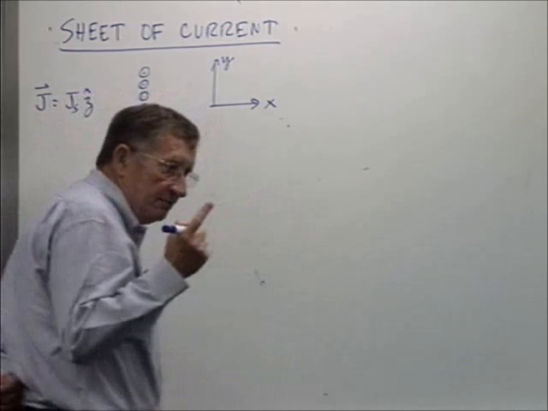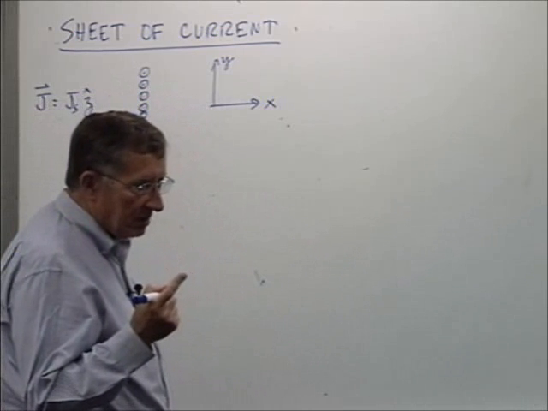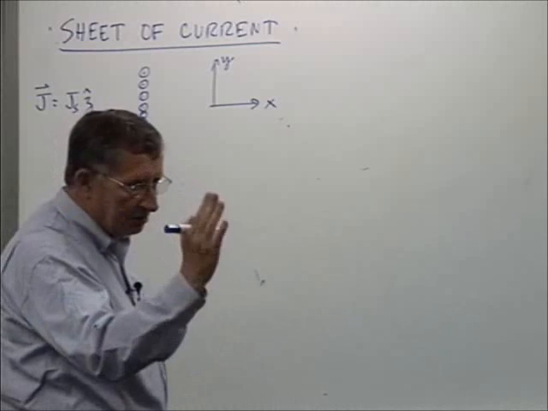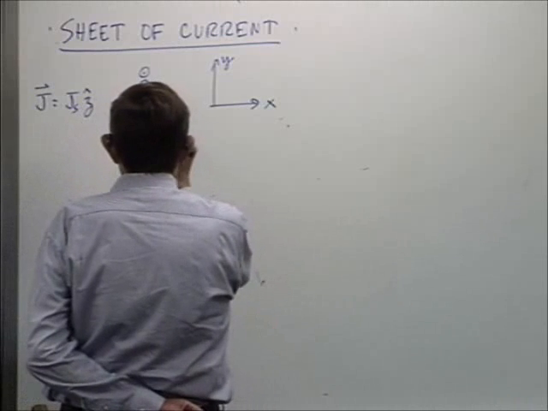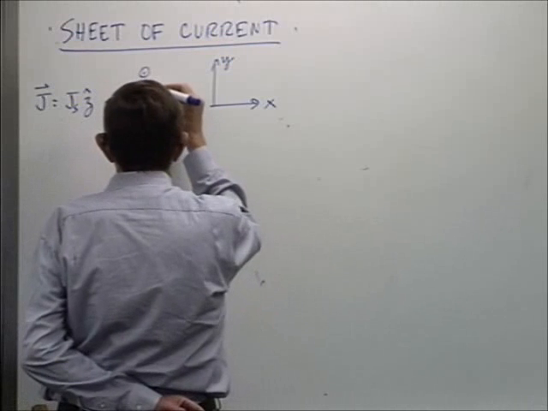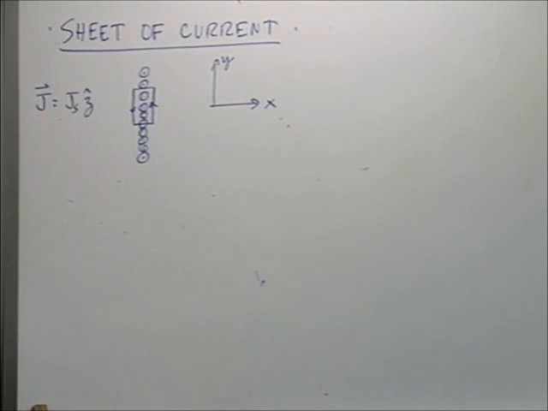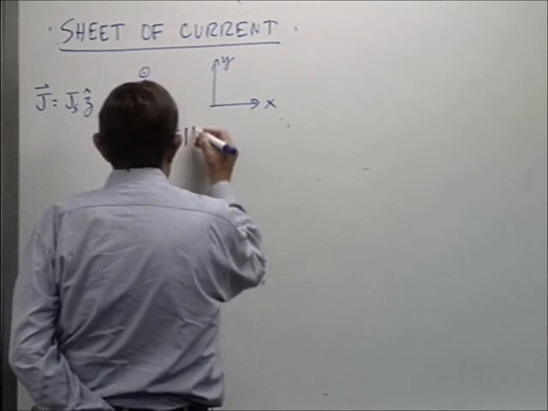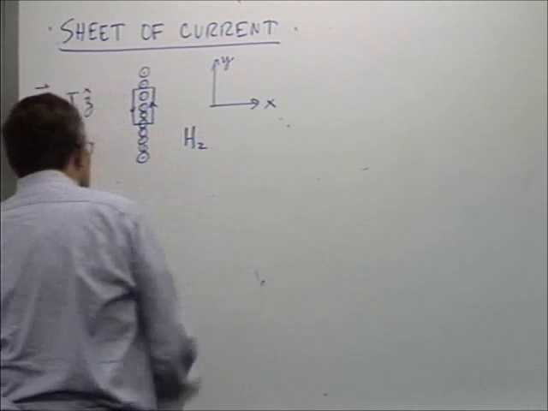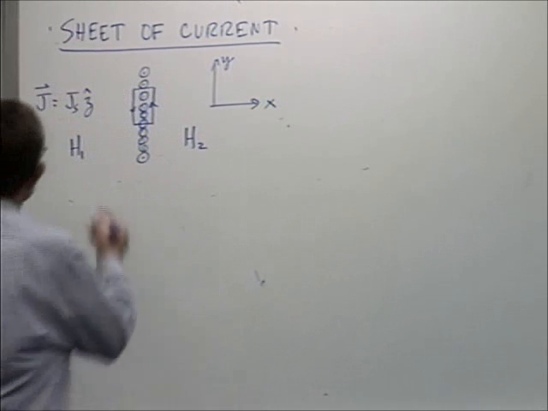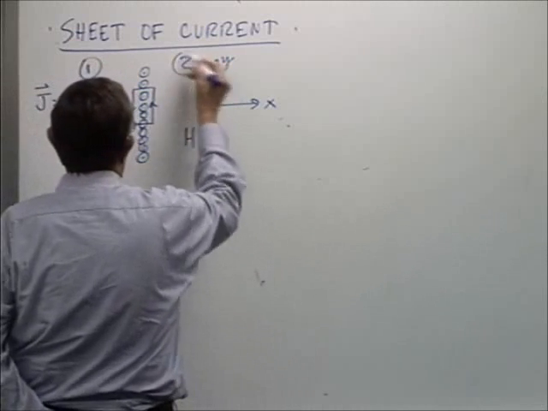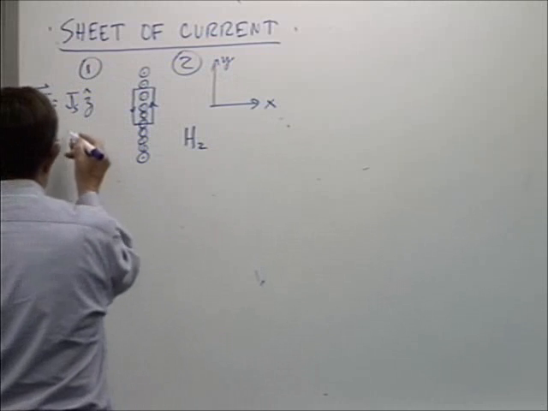So we're going to do the integral of H dot dl, and we're going to do a rectangular loop. This has a sheet of current, so I can pick the path. I'm going to pick a path like this. Let's say the field on this side is H2, and the field on this side is H1. So on the left is region 1, on the right is region 2, and this is a vector field.